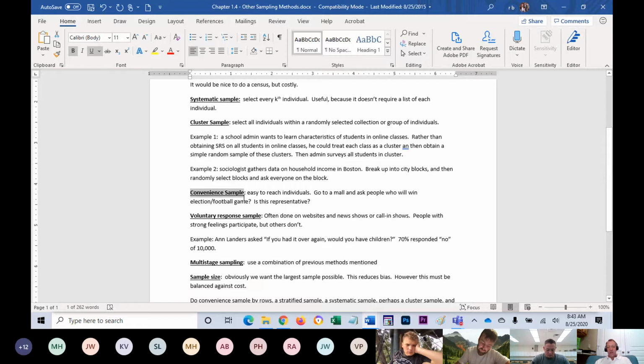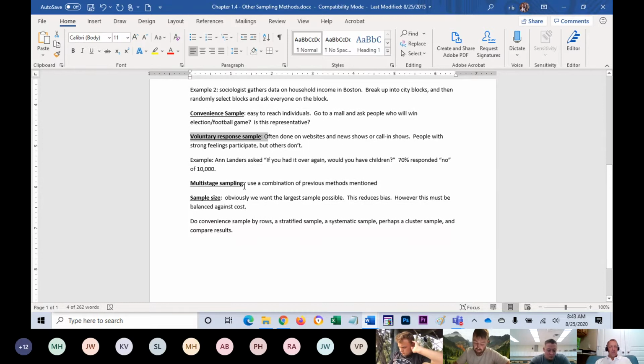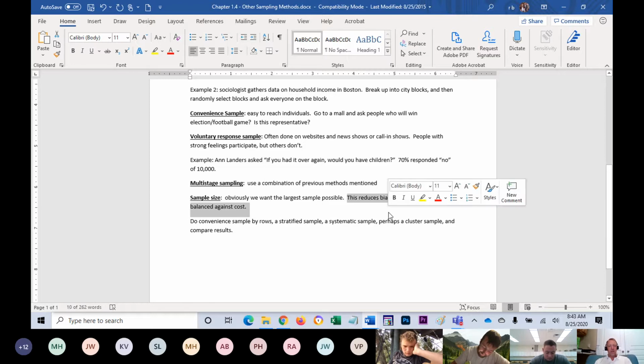Convenience samples are easy-to-reach individuals. So you could go to the mall and ask people who's going to win the football game. We've already talked about the voluntary response sample. Multi-stage sampling is a combination of previous methods mentioned, so you can combine some of those things. Your sample size, obviously you want the largest sample size possible. This will help reduce bias. However, it must be balanced against cost.